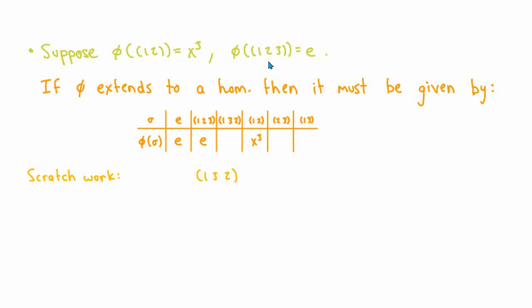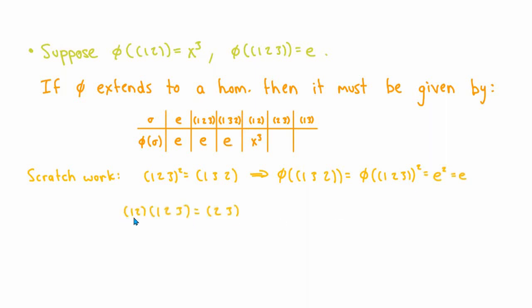So (1 3 2) is (1 2 3) squared. And that means that if phi were a homomorphism which sent (1 2 3) to the identity, then it would have to send (1 3 2) to (1 2 3) squared, which is also the identity. How about (2 3)? Well, we can write (2 3) as a product of the generators as (1 2) times (1 2 3). And then, if phi is a homomorphism, it would have to send (2 3) to phi of (1 2) times phi of (1 2 3), which is x cubed times the identity, or x cubed.